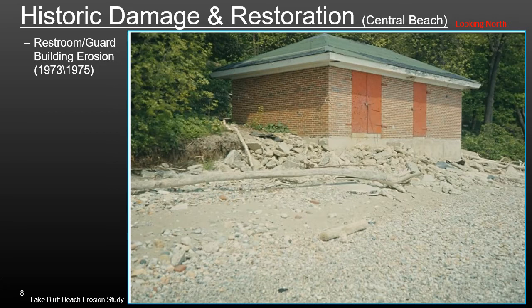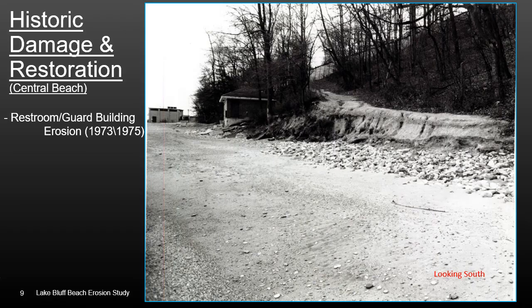This picture illustrates erosion on the central beach by the restroom guard building. The picture is taken looking to the north, and you can see that the beach is essentially completely eroded around the structure. This is a picture of the same area, only looking from north of the building to the south. Again, you can see the significant erosion damage.